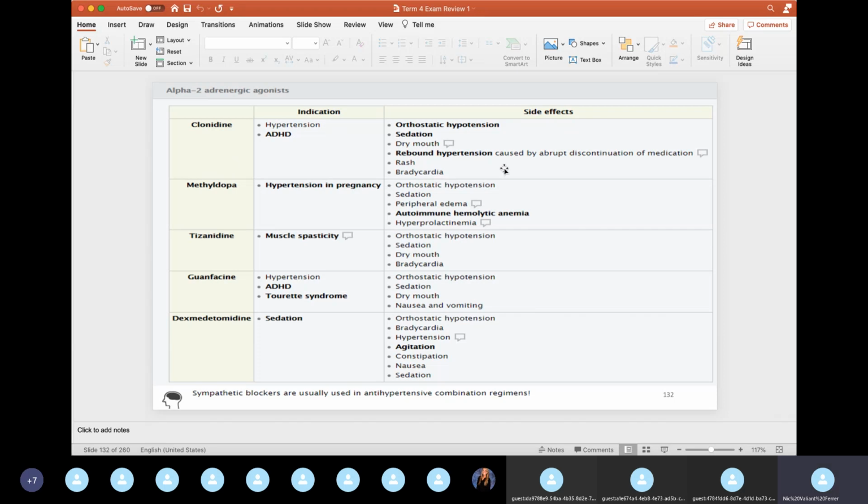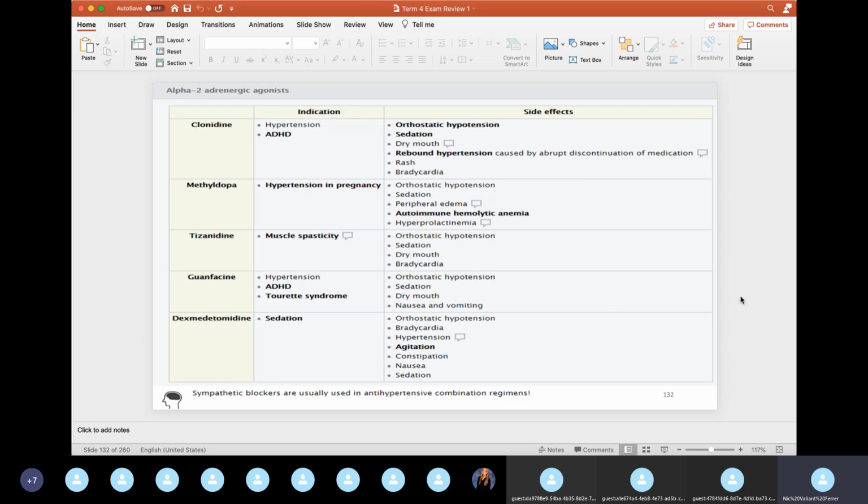Right. So what are the side effects? Think orthostatic hypotension is always there. Okay, because you're blocking alpha 2. So the effect is orthostatic hypotension. The rest, I think, is low yield.